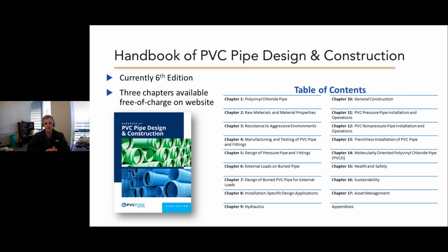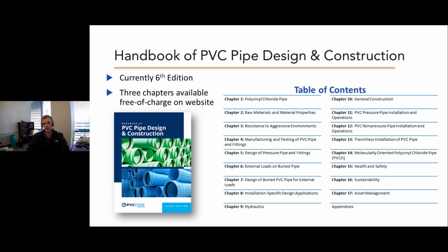Currently, on the 6th edition, 3 chapters are available free of charge on the website, and you choose your own chapters. So if there are 3 chapters you're interested in and you don't necessarily want to buy a full copy yet, you can always download 3 free chapters. Some of the most common ones are usually installation, design, and some of the specific topics as well, like installation specific applications.